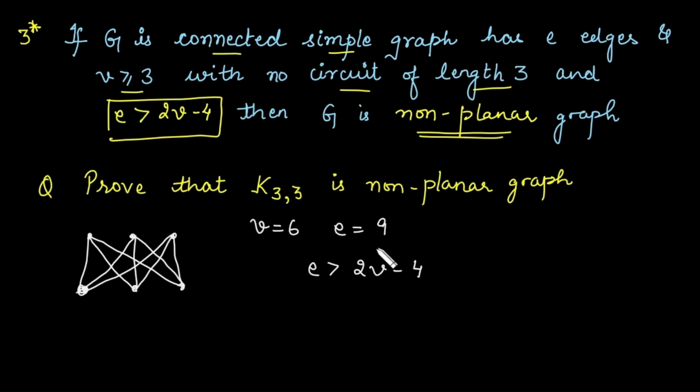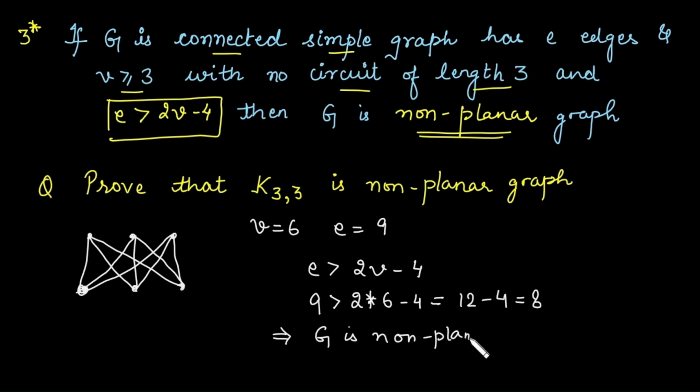The number of edges in this case is 9. Just calculate 2 times v, where the total number of vertices is 6, minus 4, that is 12 minus 4, which equals 8. So 9 is strictly greater than 8. So the inequality holds in this case. So this implies G is a non-planar graph with the help of the statement.